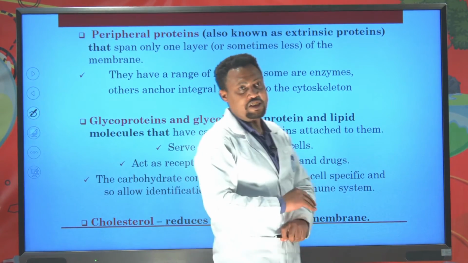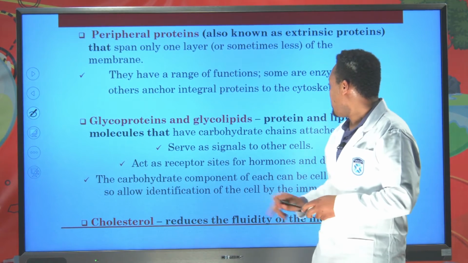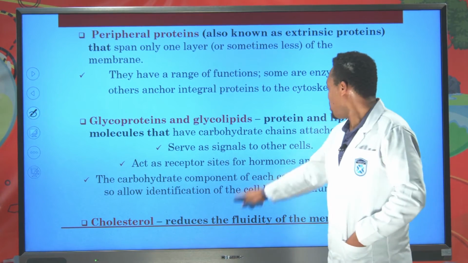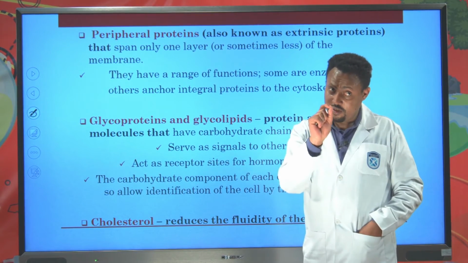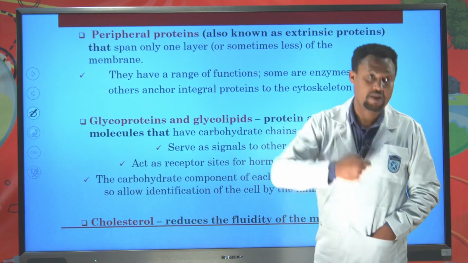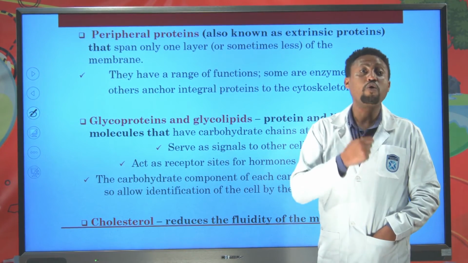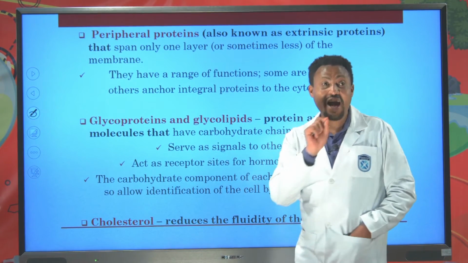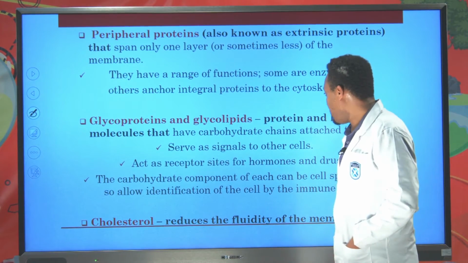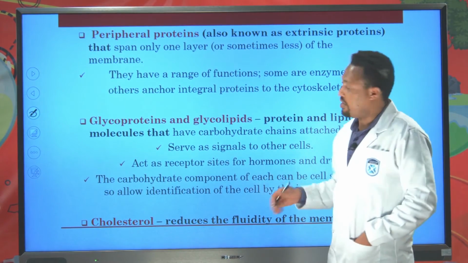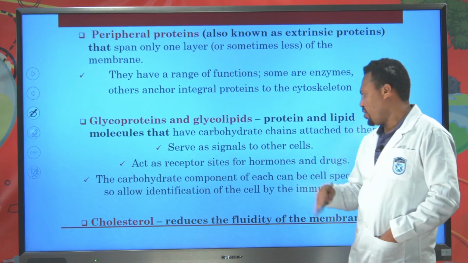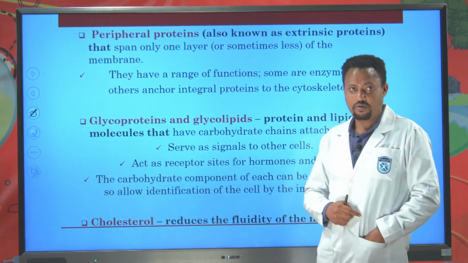I want you to focus very seriously here, because glycoproteins are the ones that are used as signals to other cells. That's how our cells recognize other foreign antigens. So glycoproteins or glycolipids make antigens of the cell surface membrane. They help to recognize one cell from the other. They also act as receptors. Okay? Receptor sites for hormones, for drugs, for any kind of chemicals.